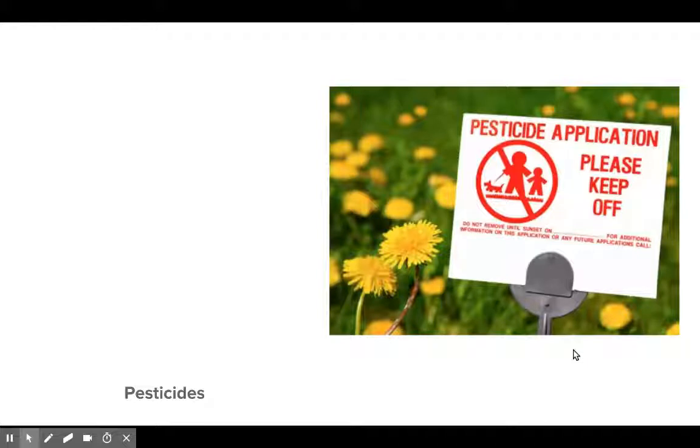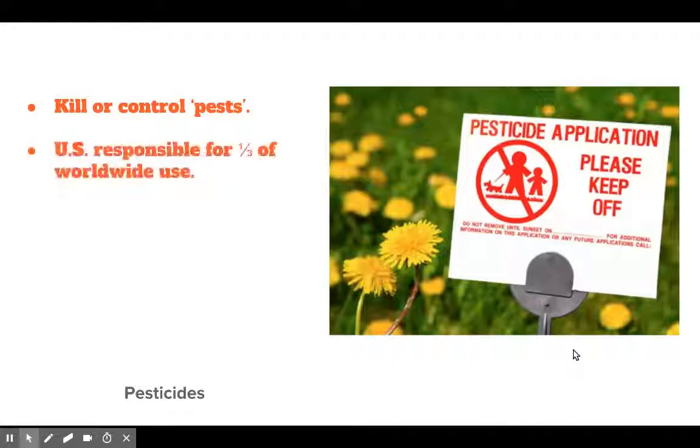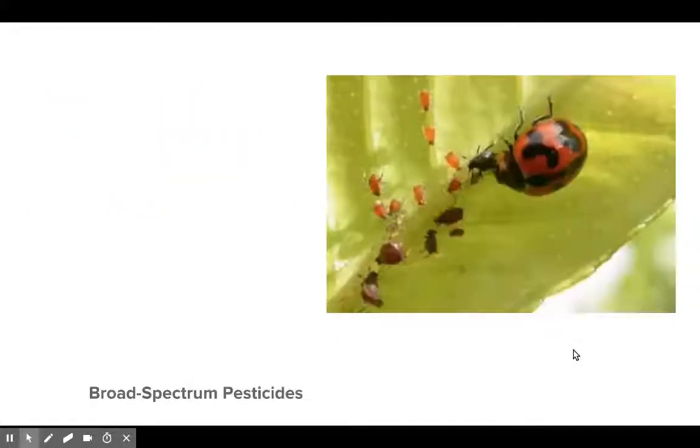There's a few different types of pesticides, and these can be either natural or synthetic. And what they do is they kill or control organisms that people consider pests. And the U.S. is responsible for 1/3 of the worldwide use of these pesticides. It's about 500 million pounds applied to food crops, cotton, and fruit trees a year, which is huge. And again, these allow greater crop yields without using as much land, which is a benefit.